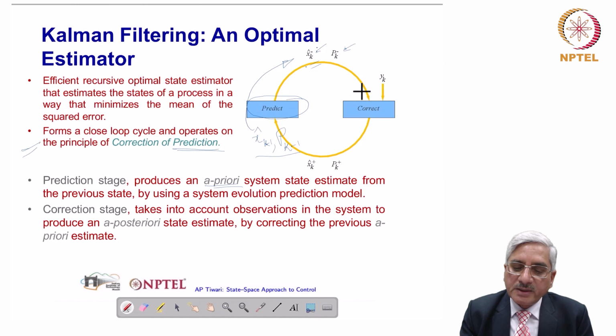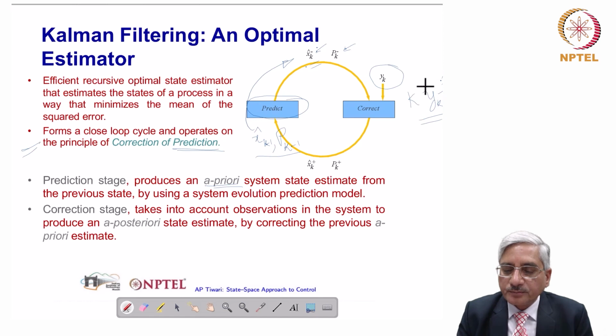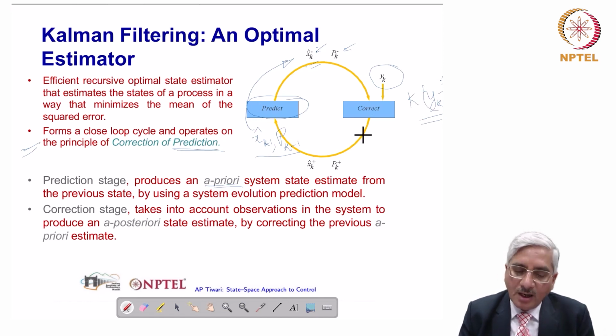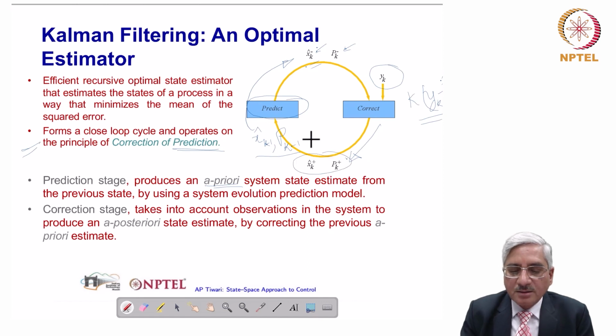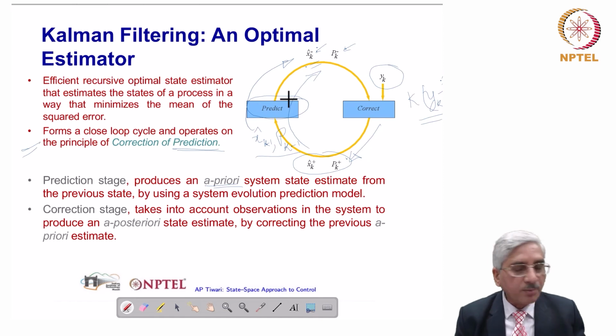Now at the end of that sampling interval the measurement is available, and so correction K times yk minus yk hat or yk tilde will be applied to get the correction, and then we will get the corrected state. Now using this corrected state we will calculate at the next sampling interval and so on. So this is how it operates.